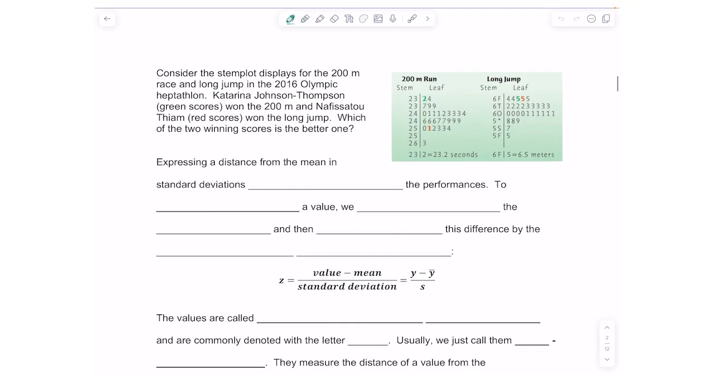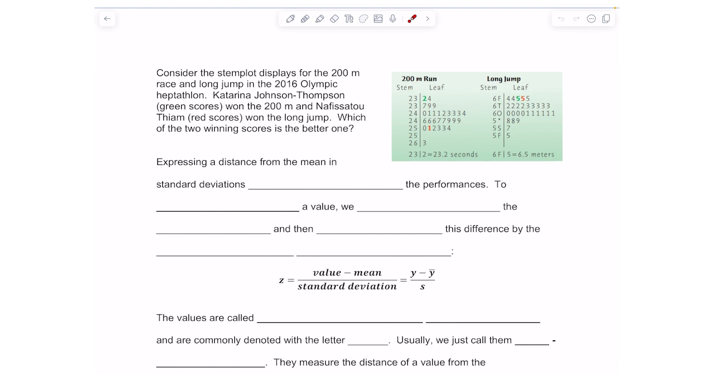What I'd like you to do is consider the stem plot to the right, which displays the 200-meter race and long jump in the 2016 Olympic heptathlon. Katarina Johnson-Thompson's scores are in green, and she won the 200-meter. Nafissatou Thiam's scores are in red, and she won the long jump. So which of the two winning scores is the better one?